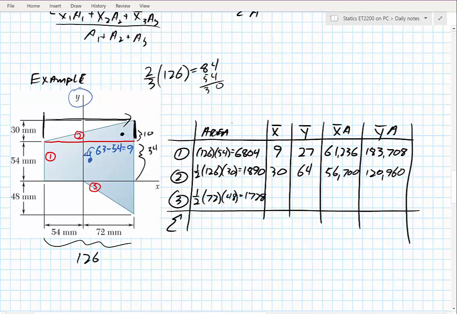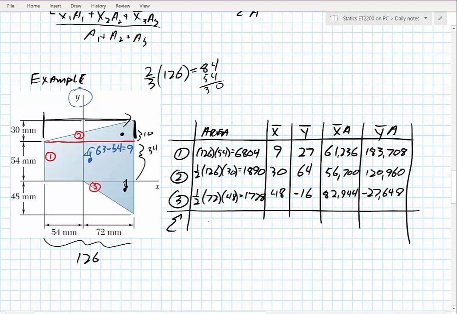For shape 3, once again a triangle, so 1/2 times 72 times 48 is my area, which gives me 1728. For my X bar, I'm 2/3 of that 72, which is 48. And for my Y bar, you have to be careful because Y bar is in the negative direction, so I want to keep that sign in there. I'm going to have negative 16, since 1/3 of 48 is 16. Multiply that through and I end up with 82,944, and I'm going to keep that sign, negative 27,648 for the Y bar area for that last triangle.